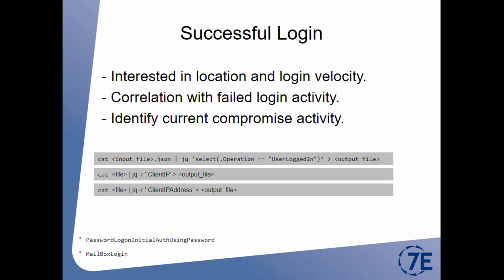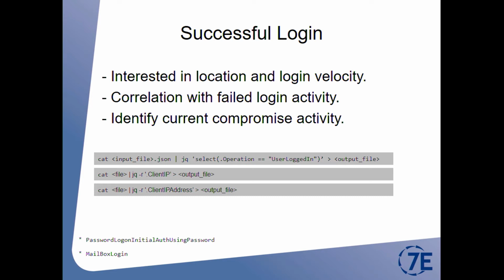And again, to do that successfully, what we're looking to do here is with the JQ query again. This time we're looking for the UserLoggedIn operation field. That's fine. But I actually then found, when doing a lot of this work, that there's two other options here, which is PasswordLogonInitialAuthUsingPassword, fantastically long audit record, and also MailboxLogin. So Microsoft are tagging logins in different ways in their audit regime, so you need to be aware of that to drag them all out, otherwise you'll be missing part of the puzzle.